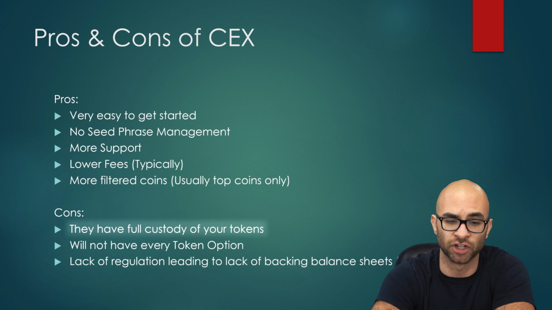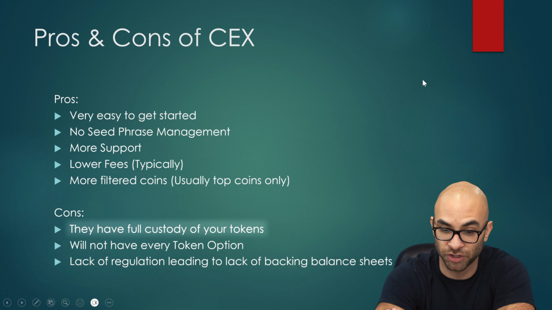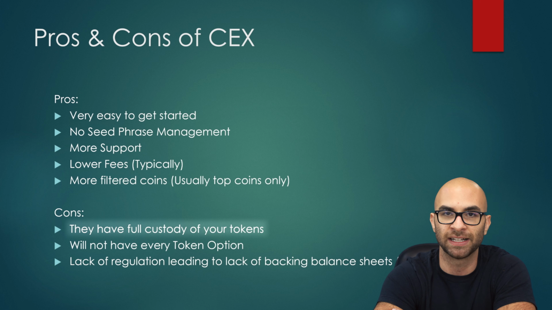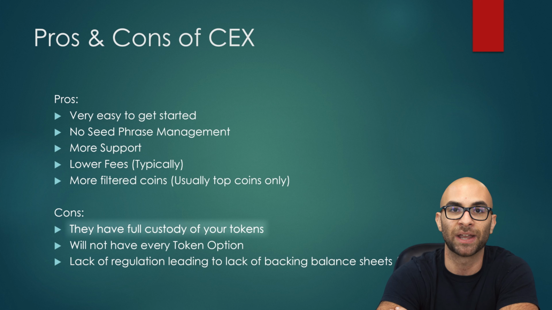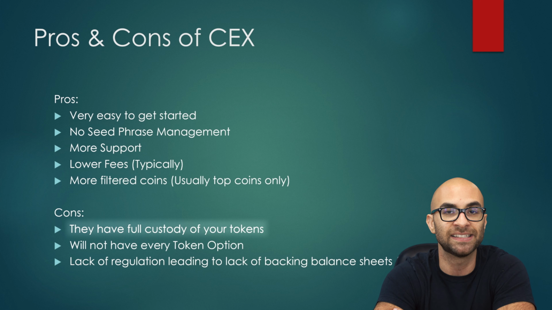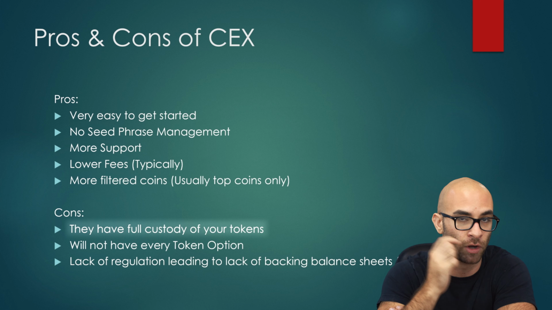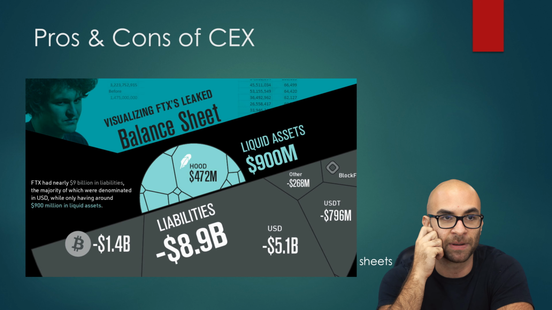Some of the cons is that they have full custody of your tokens, meaning that if there is a lack of regulation in the space, which there still is, then they might not have the funds to actually back the balance sheets. So for example, if a bunch of people deposit Bitcoin and then they sell that Bitcoin into their own FTX token that doesn't actually have any value, well, all of a sudden, if a bunch of people try withdrawing Bitcoin, they might not be able to handle all those withdrawals. And it's basically a bank run that happens in the crypto space. And this is exactly what happened to FTX.